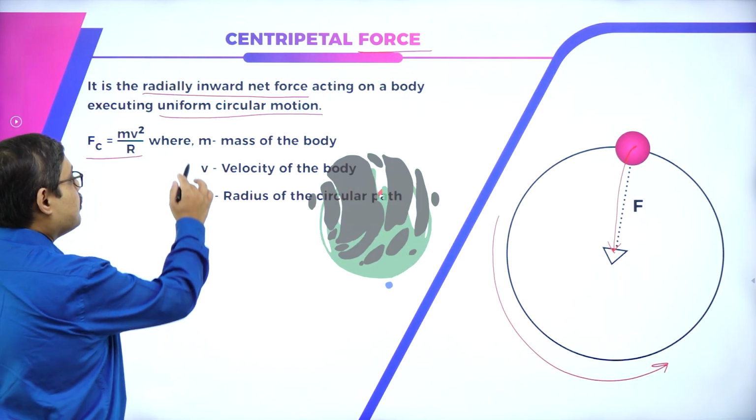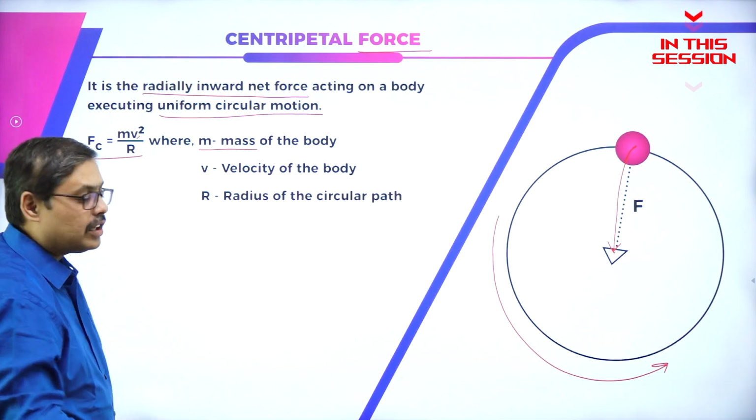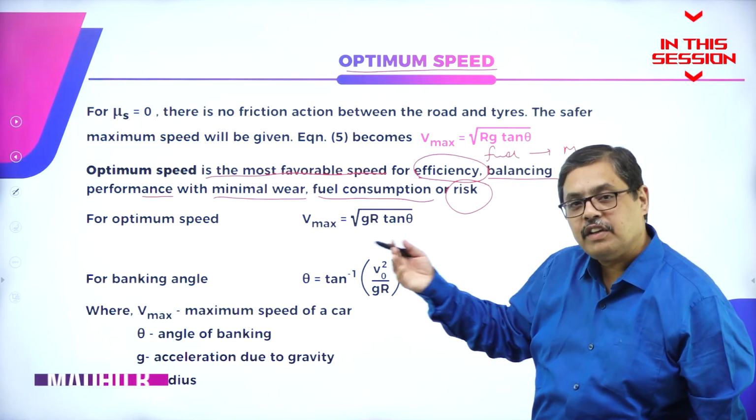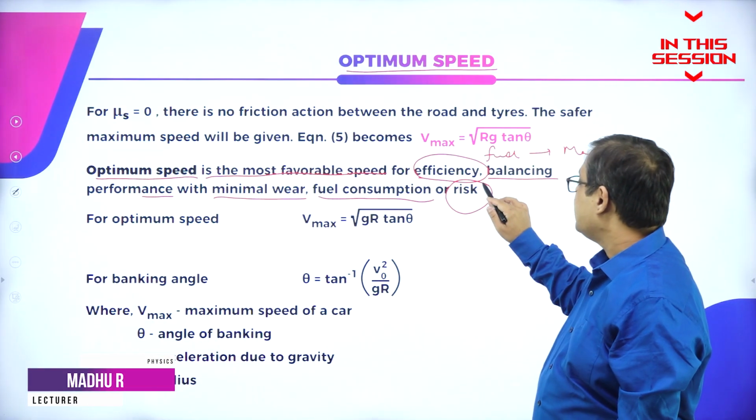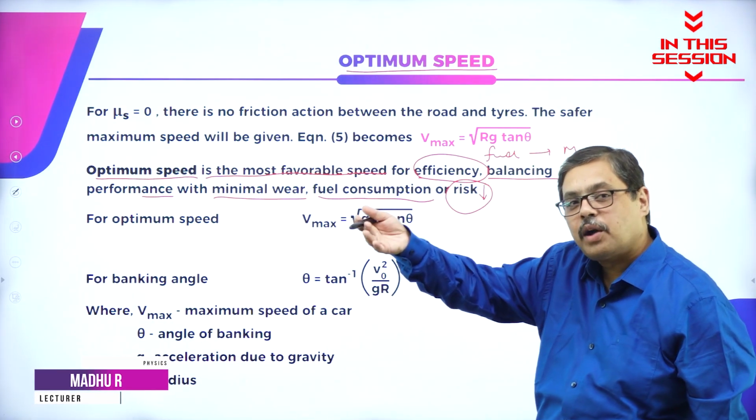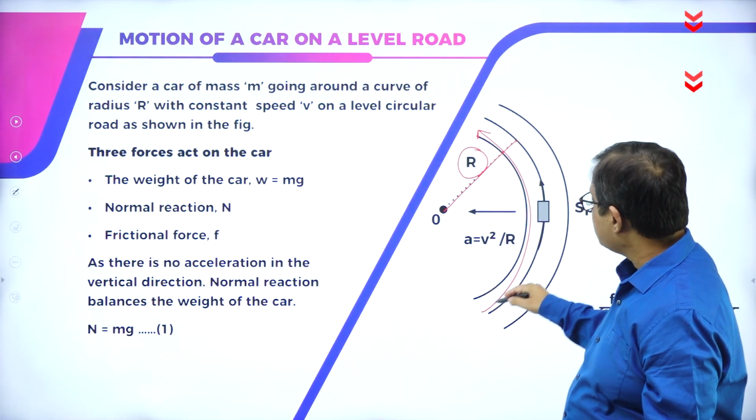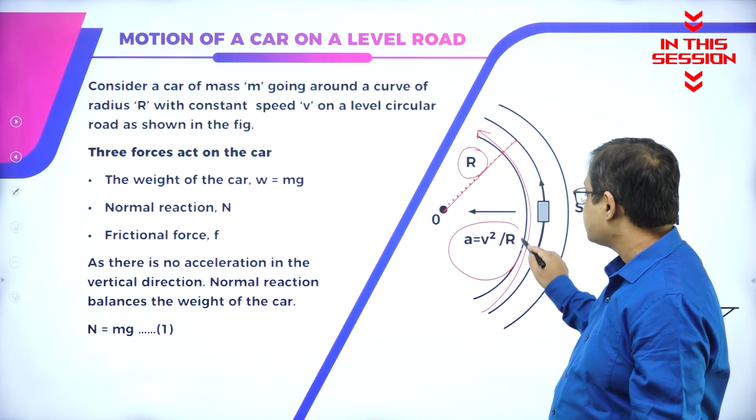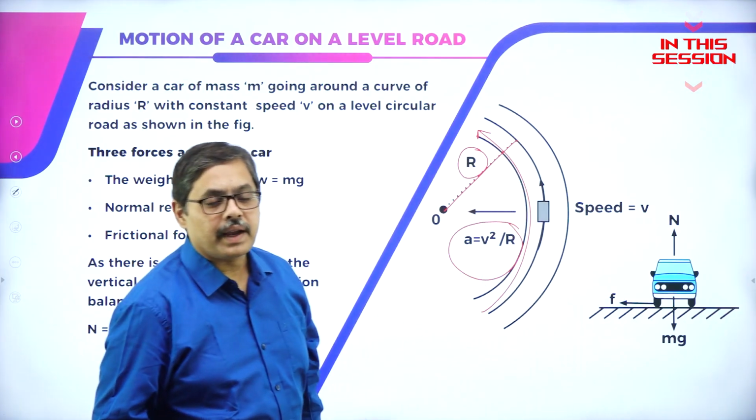What is m? M is the mass of the body. What is v? V is the velocity of the body, whereas r is the radius. If you are driving your car with this optimum speed, the risk will be minimal. If you cross this optimal speed, the risk will get higher. Once a body is moving in a circular path, its acceleration is given by centripetal acceleration, which is a equal to v squared by r.